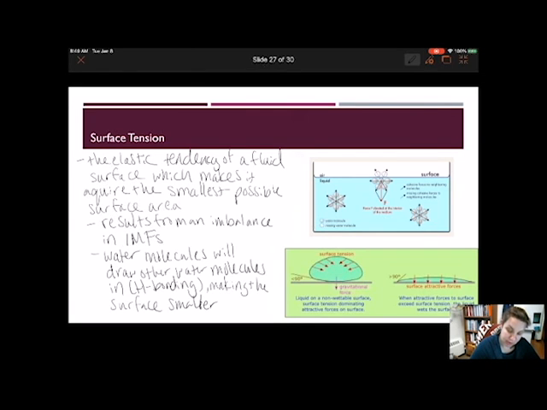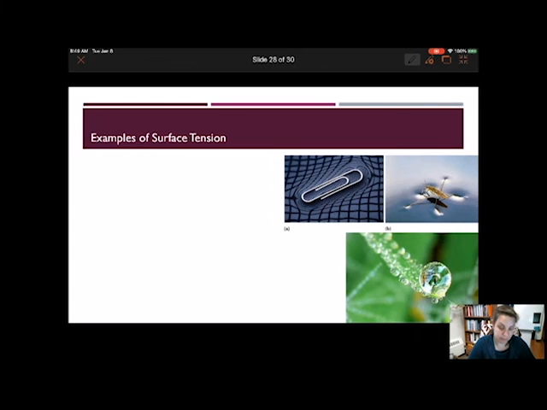You can also see down here in the picture on the bottom right how surface tension works if we have a non-wettable substance, something that has a different intermolecular force than water. For instance, with a non-polar substance, the water will kind of bead on that substance, increasing your surface tension. Here are some pictures exhibiting surface tension.